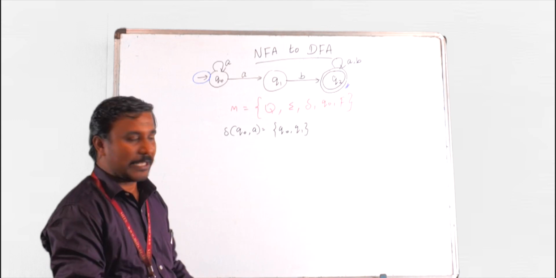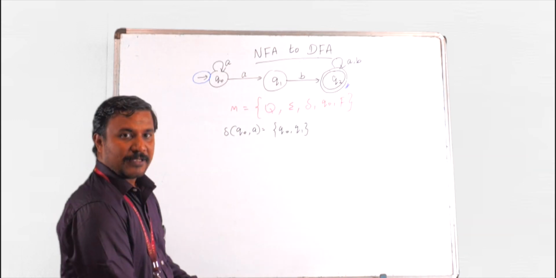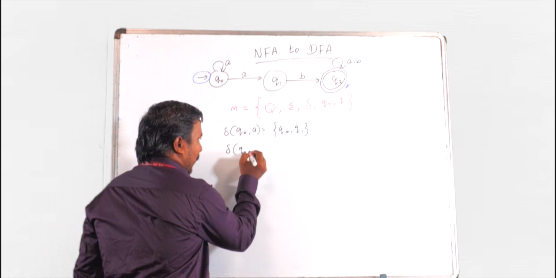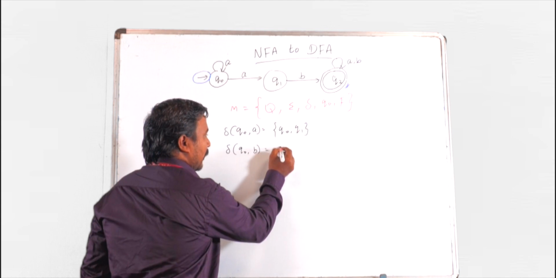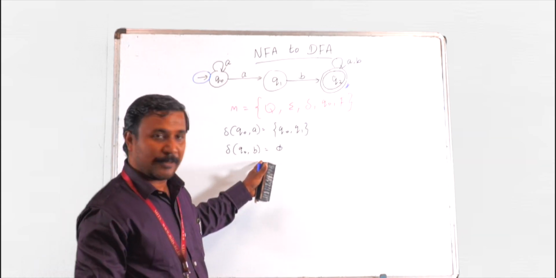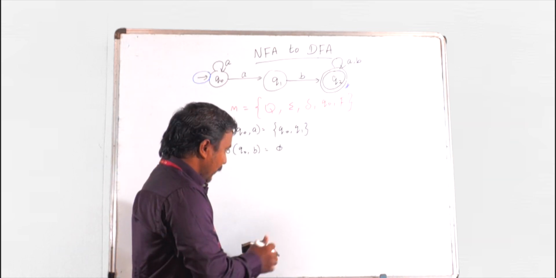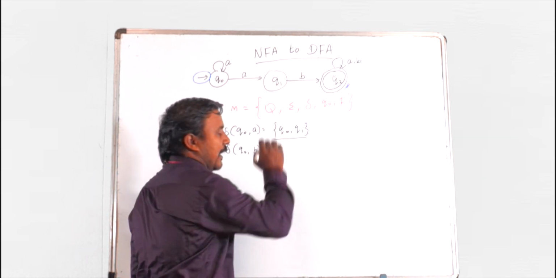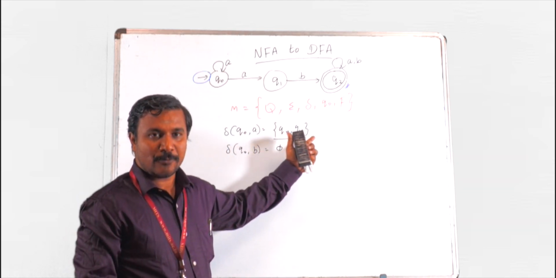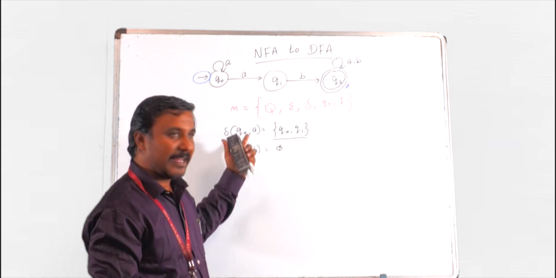Then next we need to apply the second input symbol B, but there is no transition for Q naught. So delta of Q naught comma B is equivalent to null. Why? Because there is no transition for Q naught with input symbol B. Now we can see we have identified one new next state. So now we need to start with this new next state and apply both inputs, that is A and B.